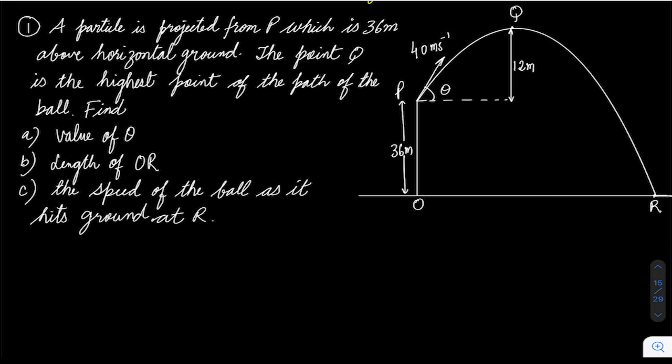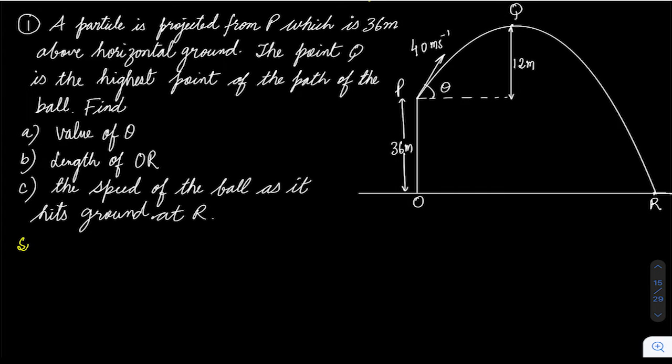So first thing, let's see what we know. At point Q, my velocity in y direction is 0, because it's the highest point. And we know the displacement from P to Q, that is 12. We have the initial velocity. So let's write the equation in vertical direction, between the points P and Q.